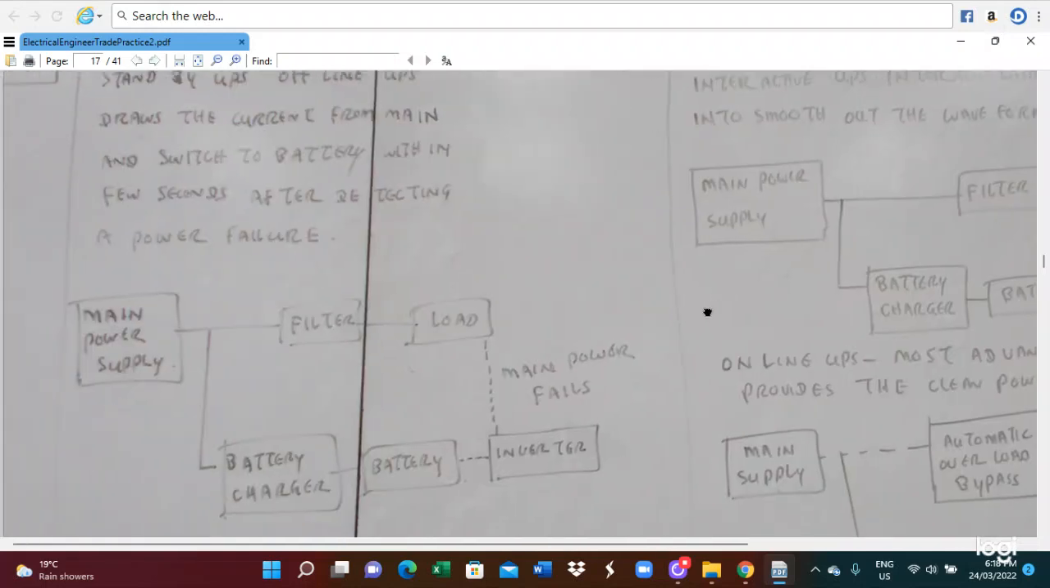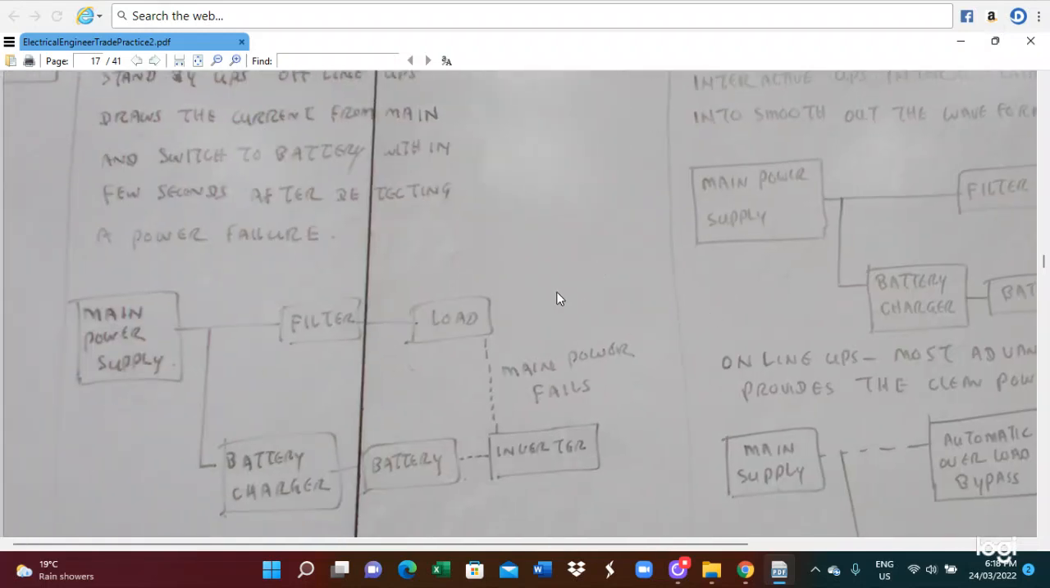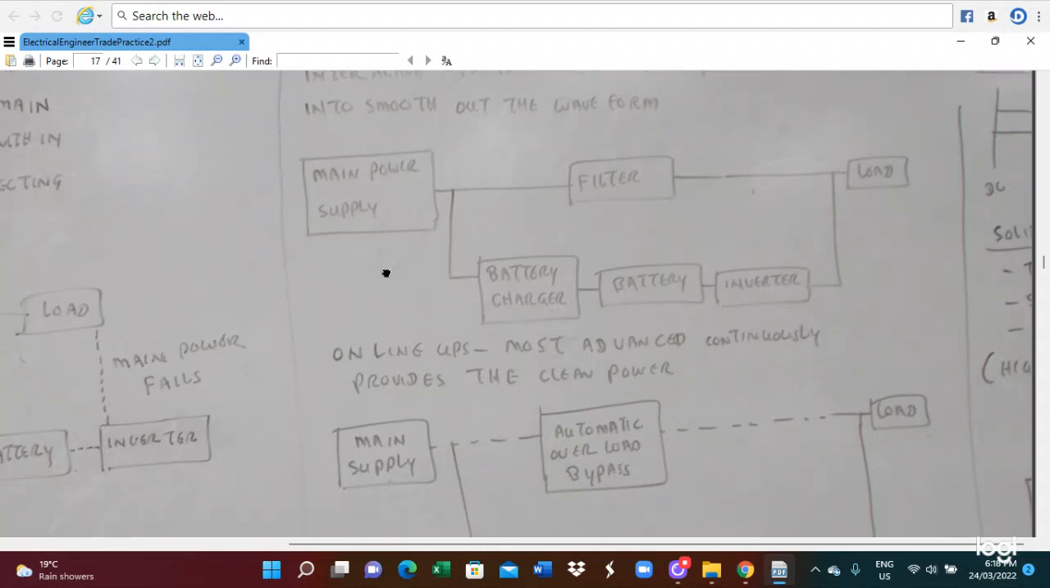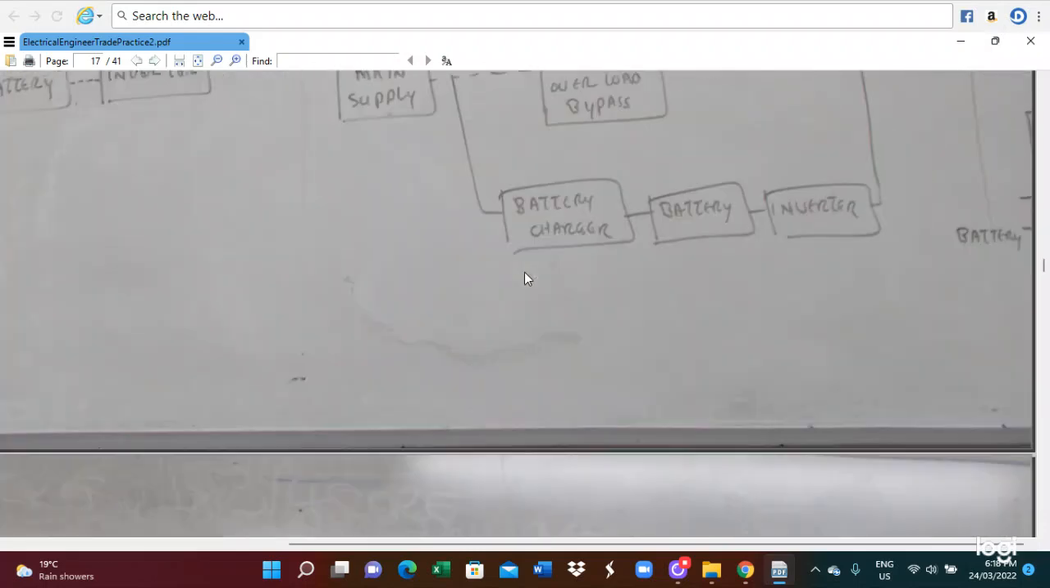So in the offline UPS, the main power is supplying the load. The online UPS is continuously supplying the load, whether the main power is available or not. But when the main power fails, the UPS stays supplying the load. So this is the online and offline UPS system.